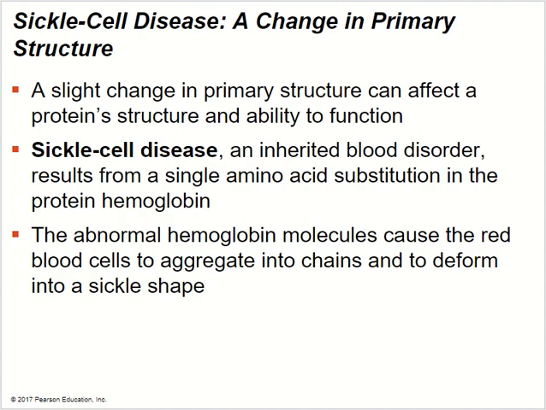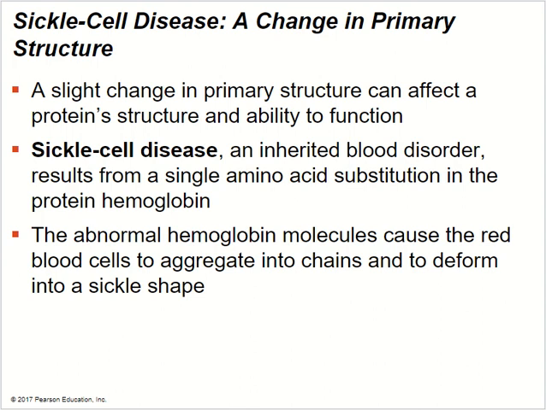Sickle cell disease can result from a slight change in primary structure, where a slight change, even one amino acid difference, can often change the entire three-dimensional structure, which affects a protein's function, whether partly or entirely.